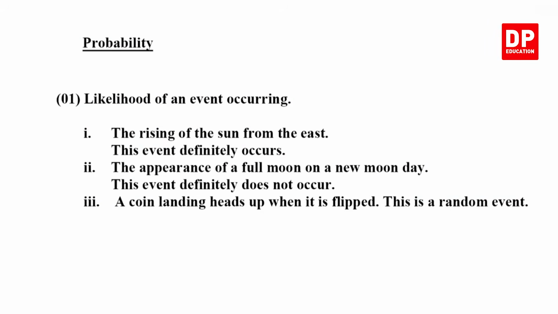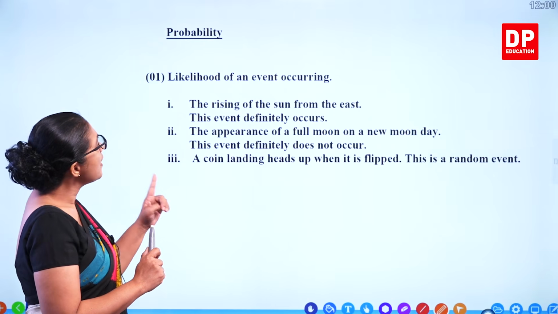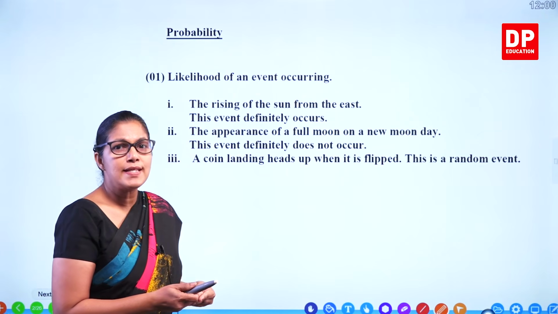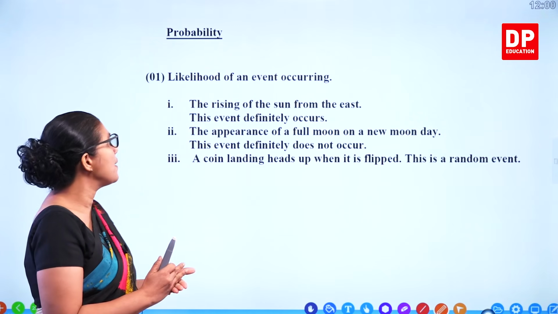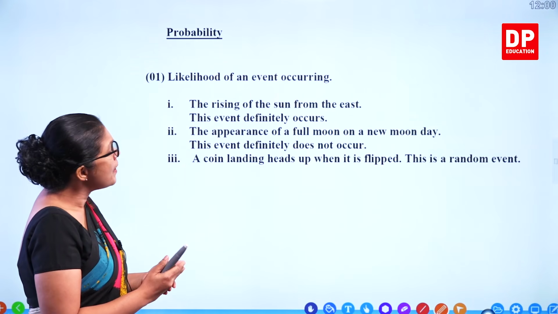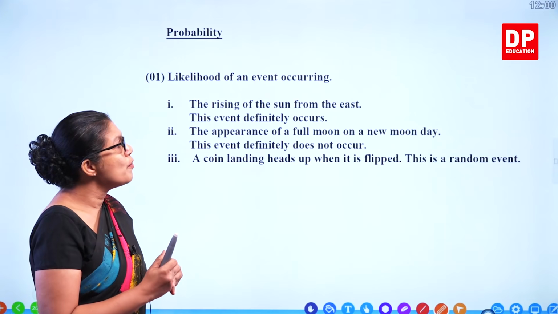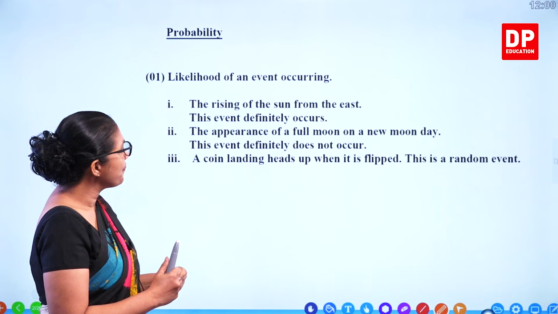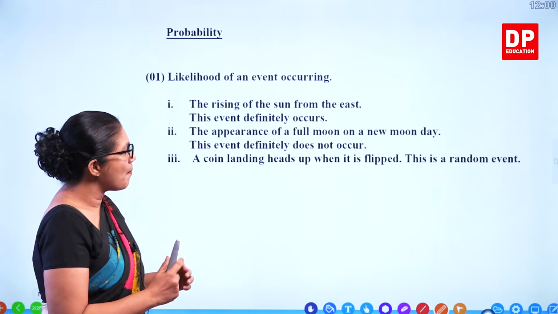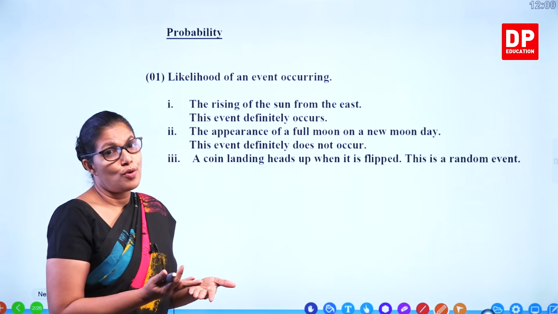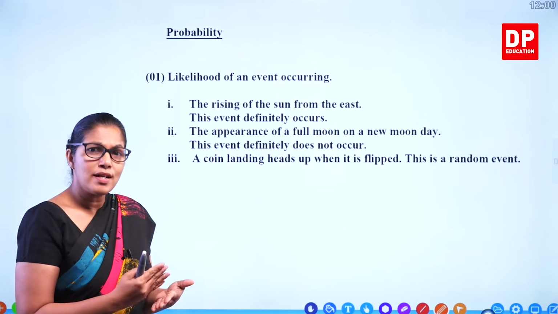So what is probability? Likelihood of an event occurring. Think about these instances. The rising of the sun from the east: it's definitely happening, so this event definitely occurs. The appearance of a full moon on a new moon day: this event definitely does not occur. A coin landing heads up when it is flipped: this is a random event. We don't know whether you get heads or tails.